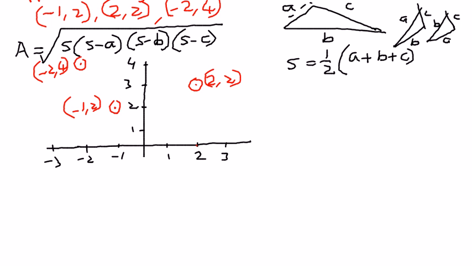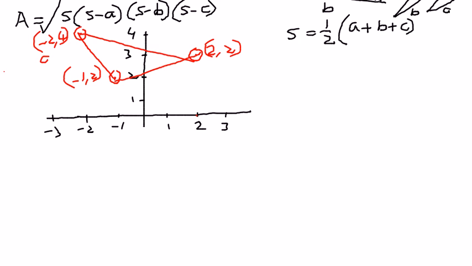Now we'll join these three points. Once we have these three points, it is a matter of finding the sides. If we call this side A, this side B, and this side C, and for our convenience, let us call these corners: this corner as A, this corner as B, and this corner as C.